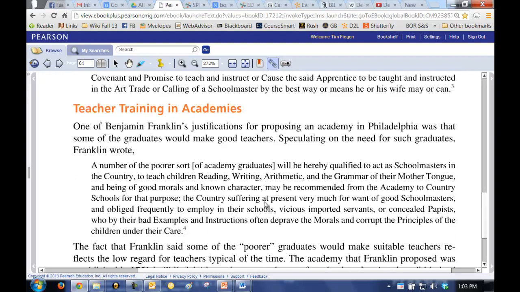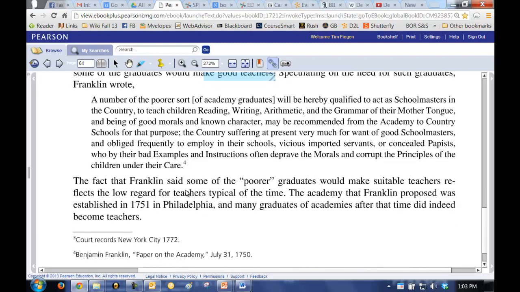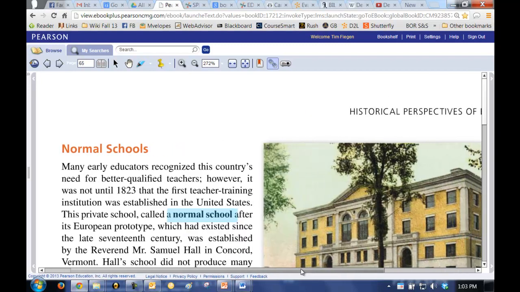And then we started teacher training. One of Benjamin Franklin's justifications for proposing an academy in Philadelphia was that some of the graduates would make good teachers. And of course, he picked the brightest one. Speculating on the need for such graduates, Franklin wrote this about it. The fact that Franklin had said some of the poorer graduates would make suitable teachers reflects how low the regard for teachers was at that time. The academy that Franklin proposed was established in 1751 to train teachers.